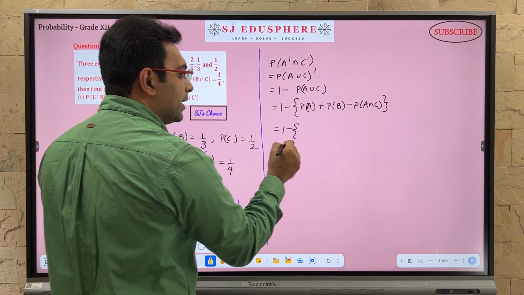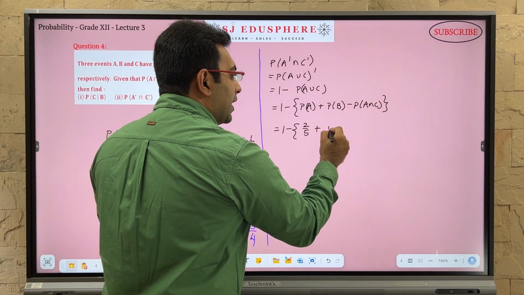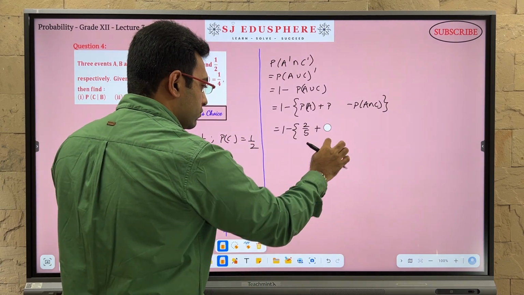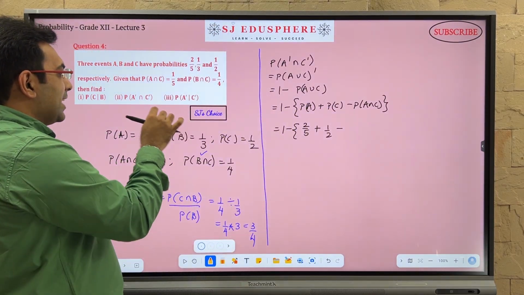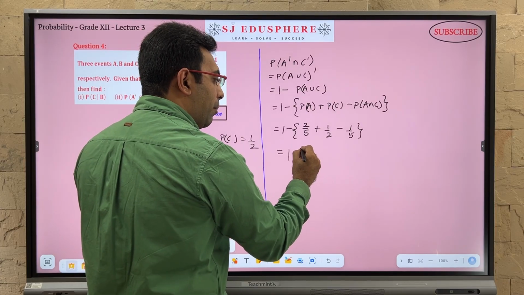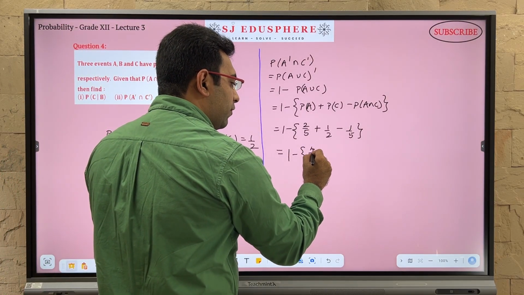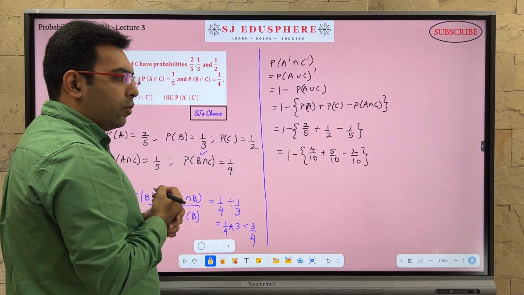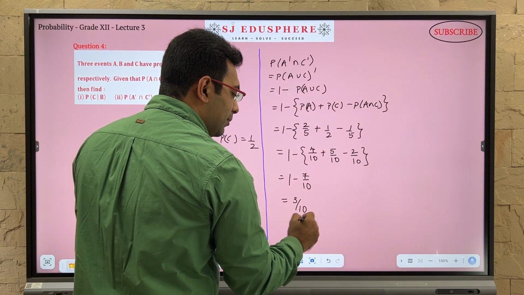So I have 1 minus probability of A is 2 by 5. Probability of B is 1 by 3. Sorry, probability of C is what will come over here. Probability of C is 1 by 2. And A intersection C, what I know over here, is 1 by 5. So, can I say 1 minus? If I want, can I match this LCM of 5 and 2 to 10? So, can I say this will be 4 by 10 plus 5 by 10 minus 2 by 10. So, 4 and 5 is 9, minus 2 is 7. That is 1 minus 7 by 10 is 3 by 10.